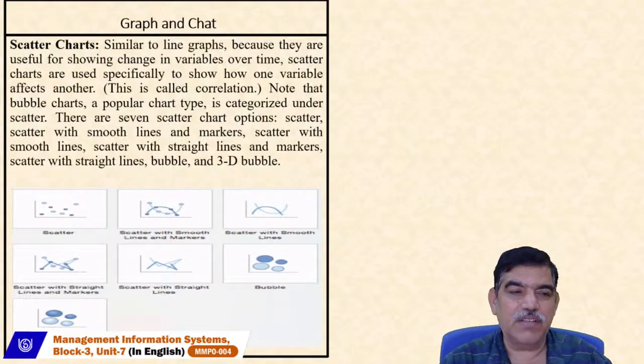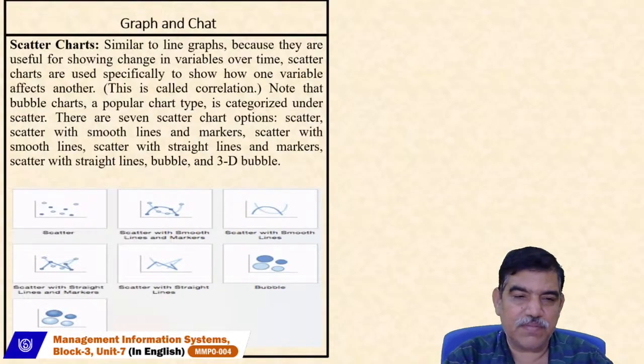Scatter chart is similar to a line graph because they are useful for showing change in a variable over time. Scatter charts are used specifically to show how one variable affects another. Bubble chart, a popular chart type, is categorized under scatter. There are 7 scatter chart options: scatter with smooth lines and markers, scatter with smooth lines, scatter with straight lines and markers, scatter with straight lines, bubble and 3D bubbles, like that.